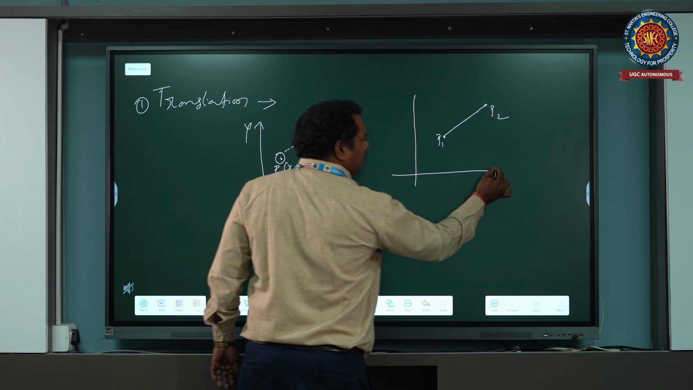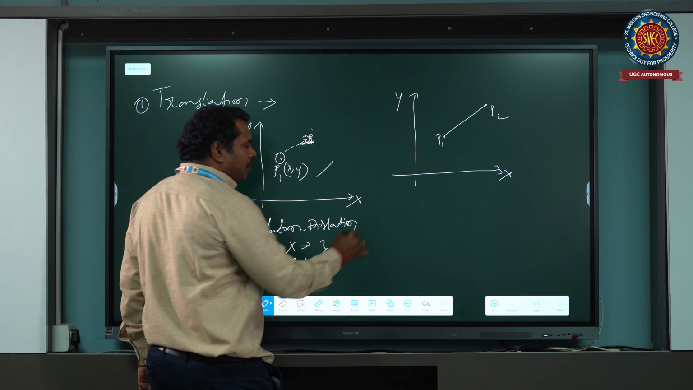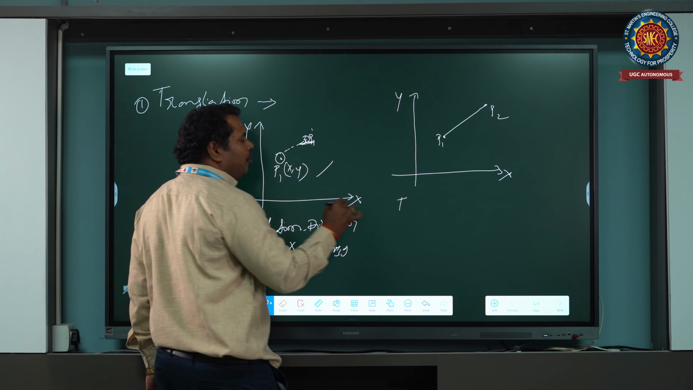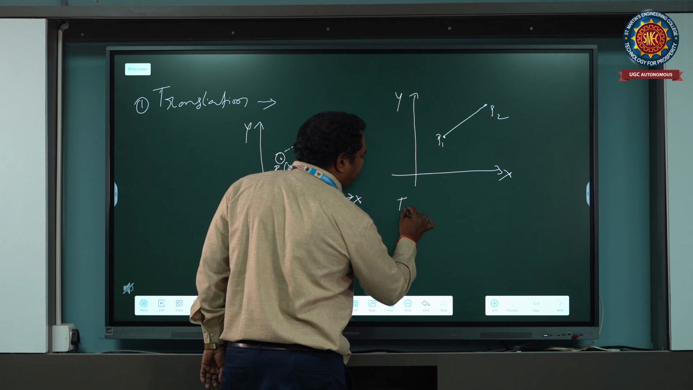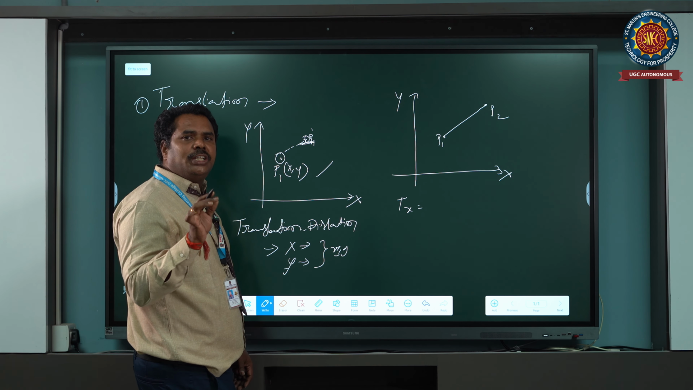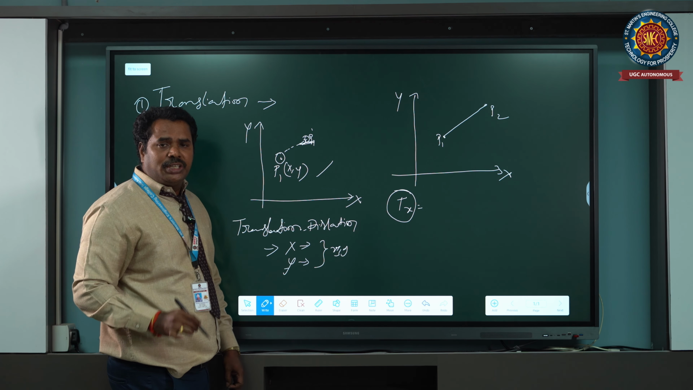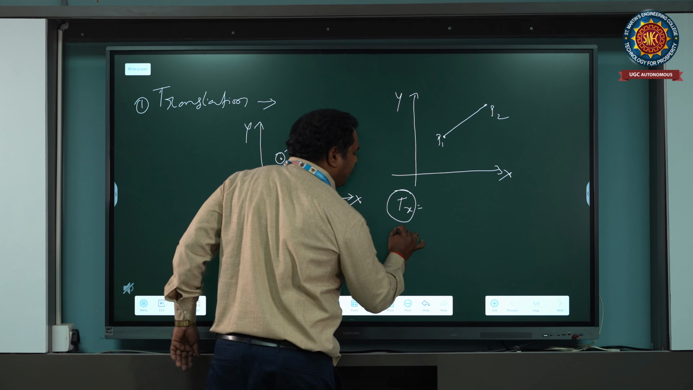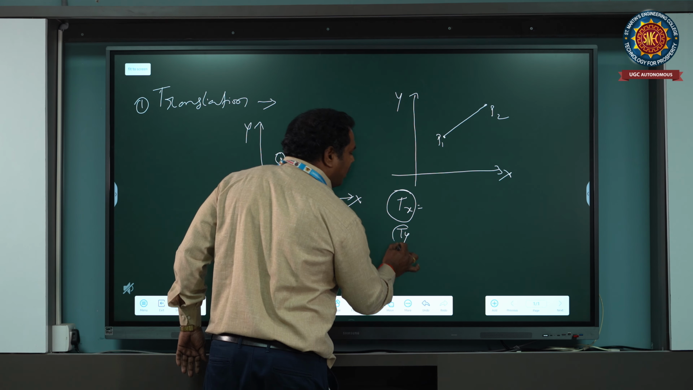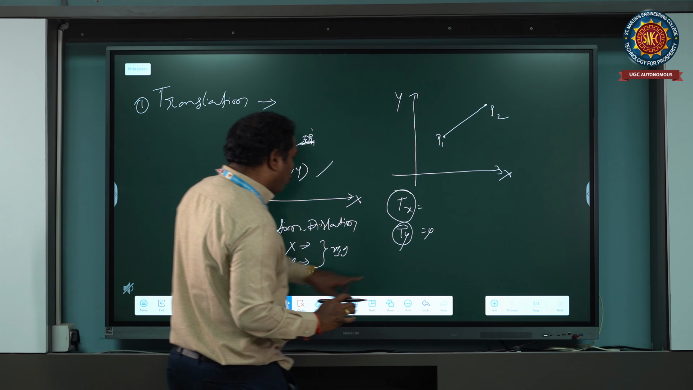Here are the x and y axes. Here I am giving the point value and the translation distance. If you are moving the point or line in a particular direction, that is the translation distance Tx. If you are moving the object by a translation distance in x, then you have to give the x value only. If you are moving the object in the y direction, then you have to represent the translation distance as y.